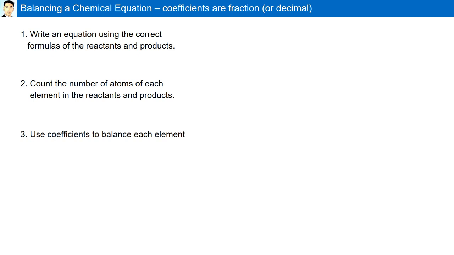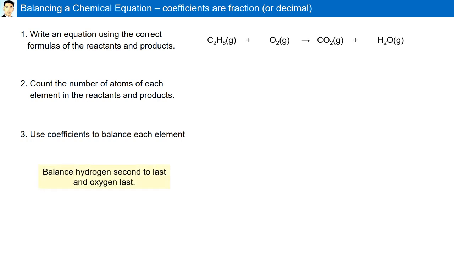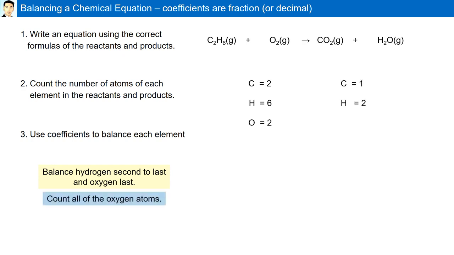Coefficients that are fractions. Here we have C2H6 plus O2 producing CO2 and H2O. Key: balance the hydrogen second to last and the oxygen last. We have 2 carbons, 6 hydrogen, and 2 oxygen. On the product side, we have 1 carbon, 2 hydrogen, and we need to count all the atoms of oxygen. We have 2 from carbon dioxide and 1 from water, a total of 3.